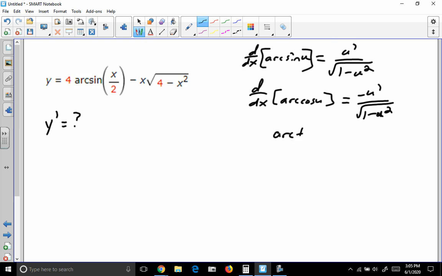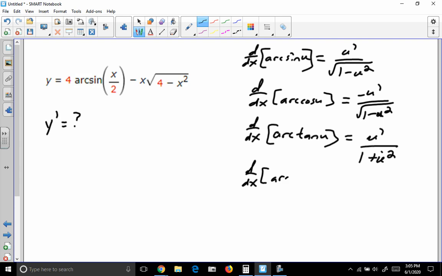If we have arc tangent, and we want to take the derivative of it, u prime goes on top, whatever we're taking arctangent of, and on bottom 1 plus u squared. No square root, and notice it's a plus instead of a minus. If we're taking the derivative of arc cotangent of u, these two have a similar relationship as these, so the derivative is still u prime over 1 plus u squared, but we have a negative there instead of a positive.